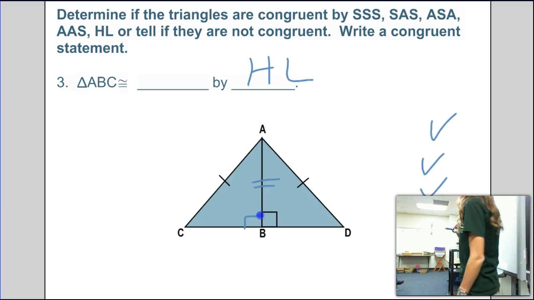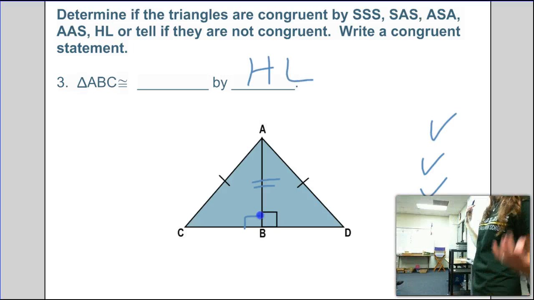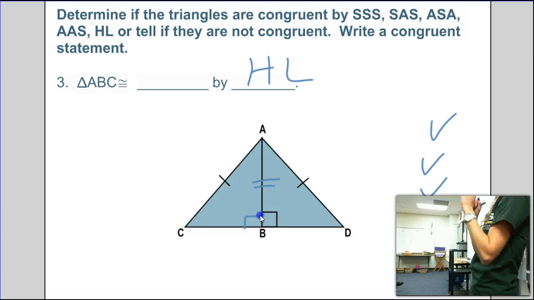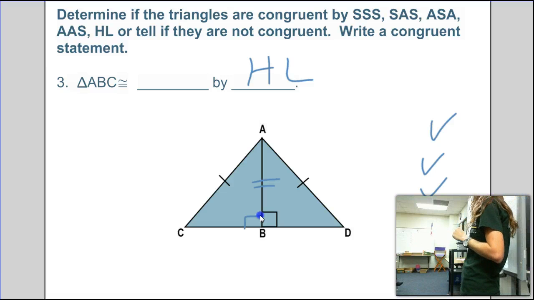HL. What about triangle ABC is congruent to triangle ABD, side angle side? It doesn't matter which leg it's on, as long as it's on one. Correct. What if there's a check mark on both legs? Well, then it would probably be side angle side, because you've got that right angle, and then you've got this side and this side, so it's side angle side, not HL. Could that one be side angle side? Nope, we don't have a tick mark here.